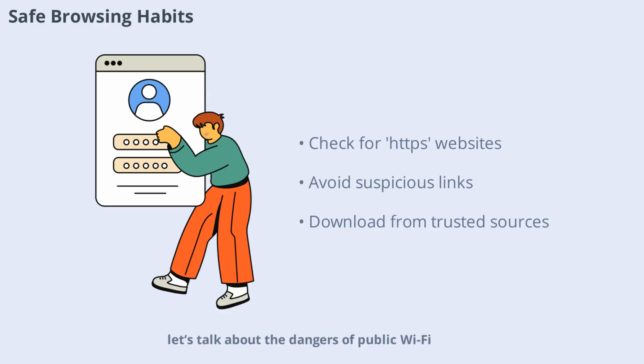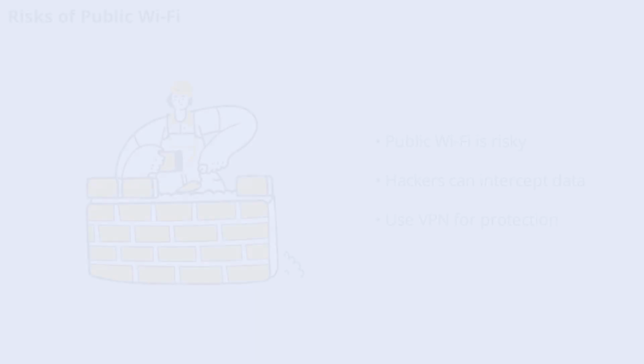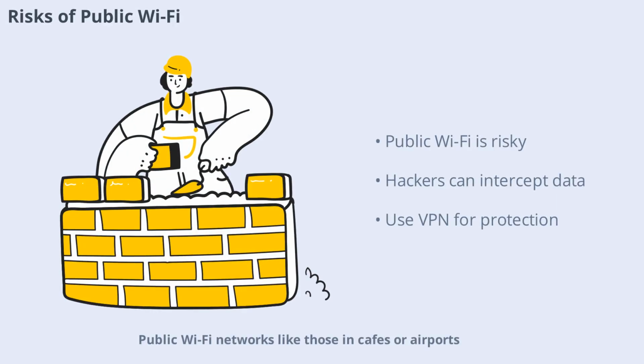Next, let's talk about the dangers of public Wi-Fi. Public Wi-Fi networks like those in cafes or airports are convenient but often lack proper security. Hackers can intercept data sent over these networks, potentially stealing your passwords or personal information. Avoid accessing sensitive accounts or making financial transactions on public Wi-Fi. If you must use it, consider using a virtual private network (VPN) for added protection.